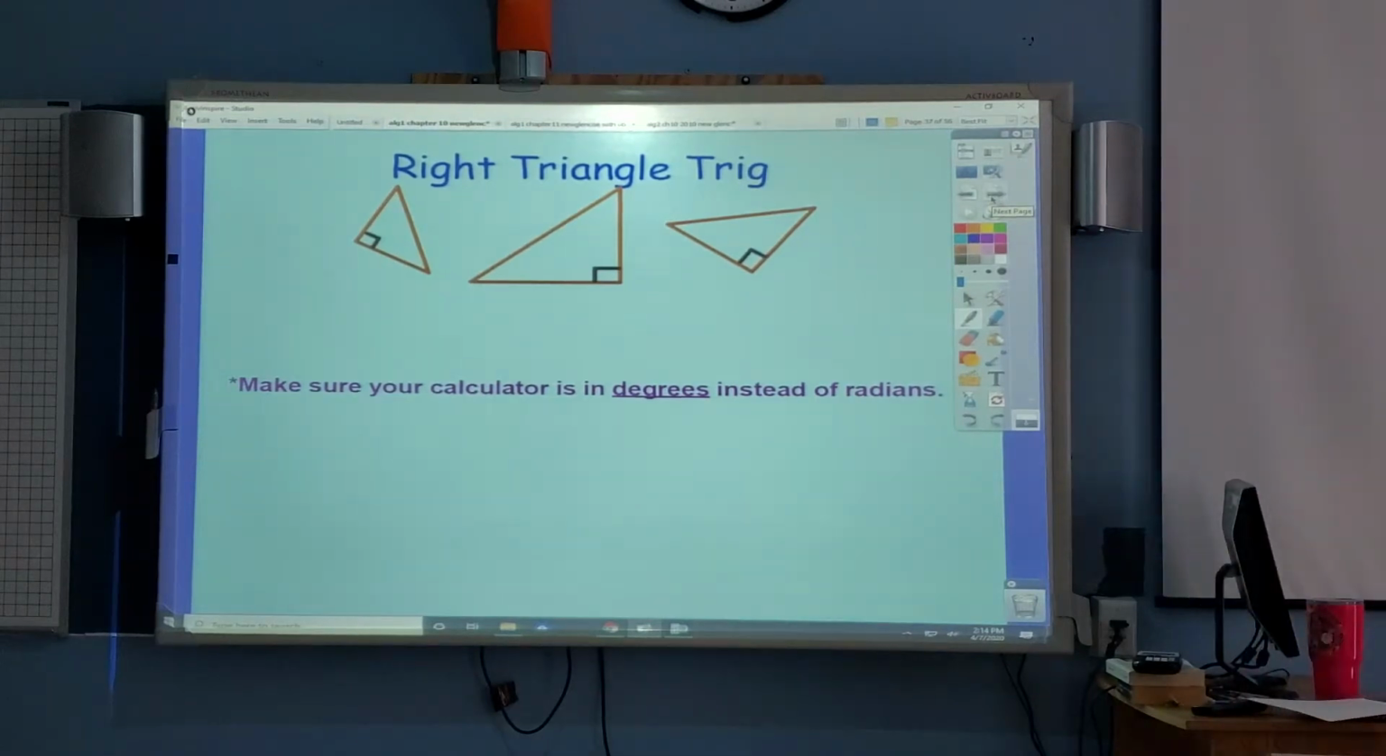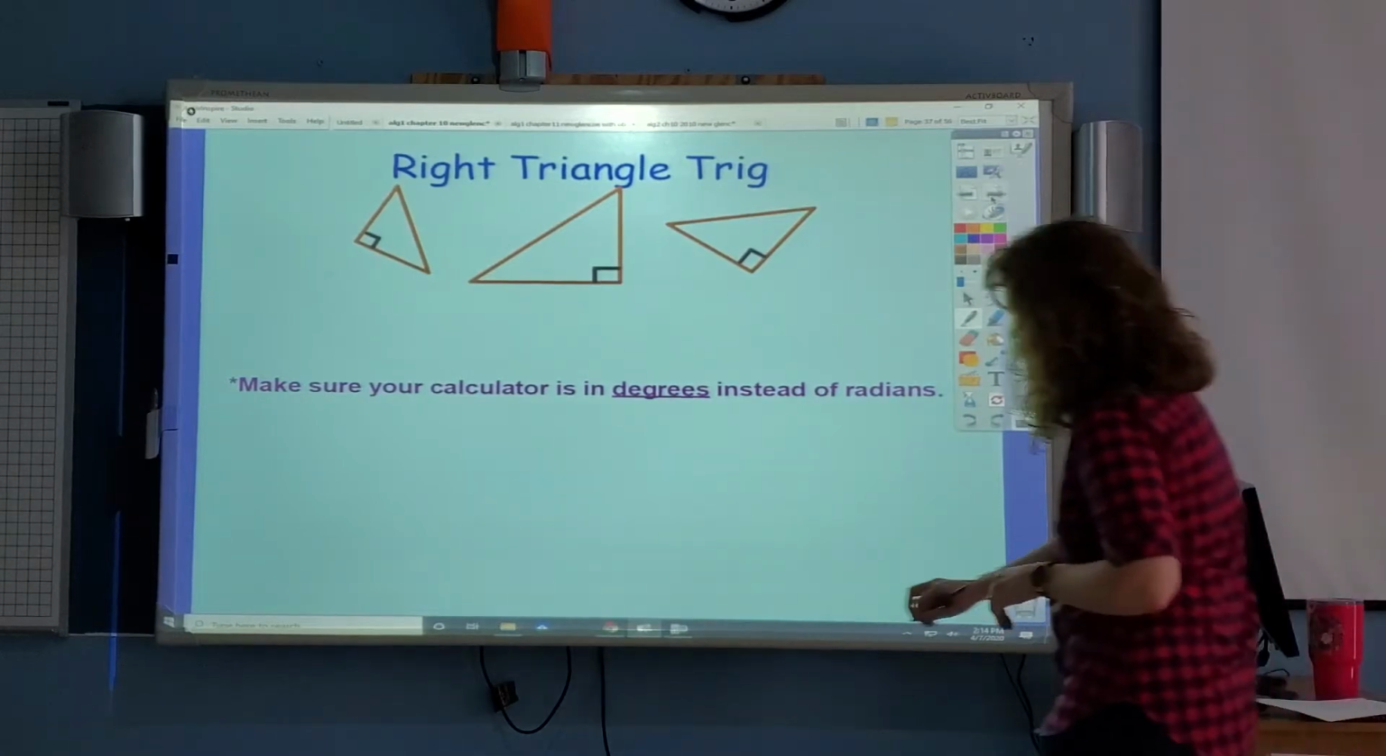And we're going to have to look at the mode that the calculator is in, because when you purchase these TI-84 calculators, they come in radians automatically. Well, today we need these in degrees. So I'm going to show you how to do that.